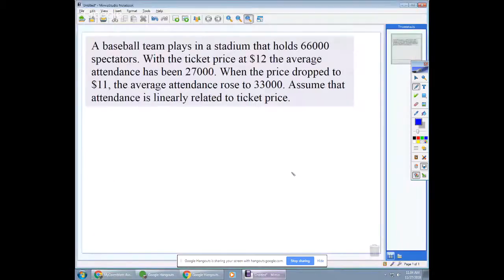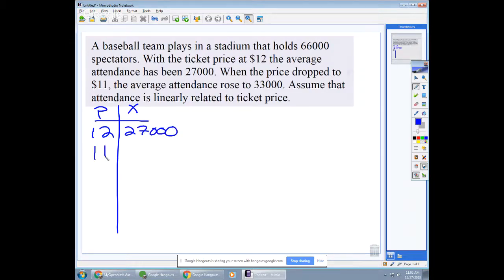Yes, okay. So first we have to find the supply and demand equation for the price. So I'm going to make a quick table here, and we have price, and then we have attendance. Let's call attendance x. So when the price was $12, attendance was 27,000. And when the price was 11, attendance was 33,000.